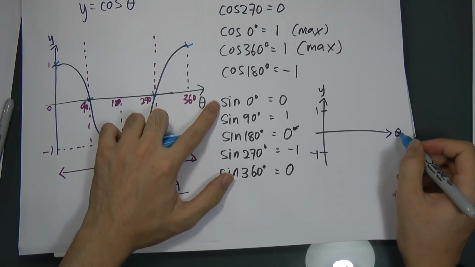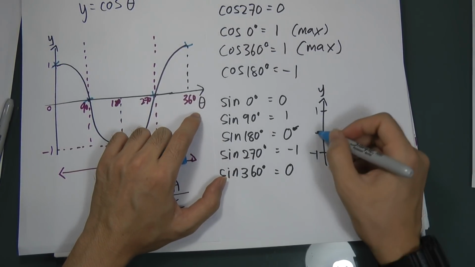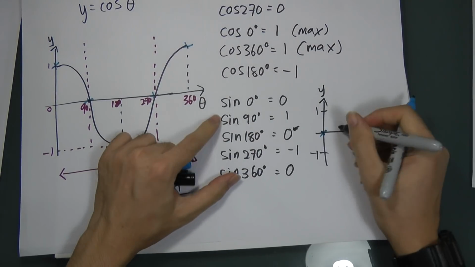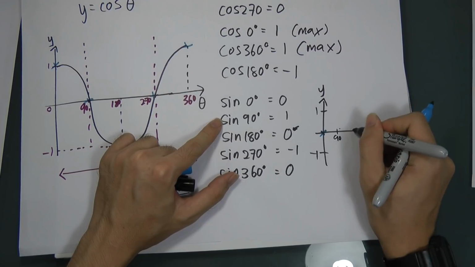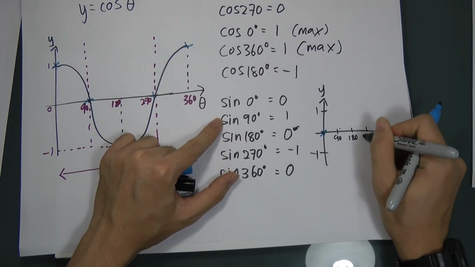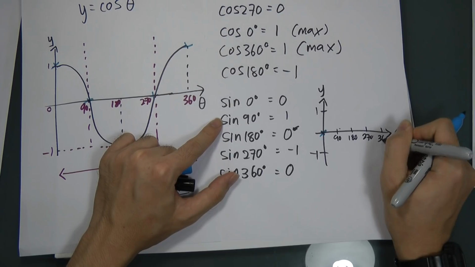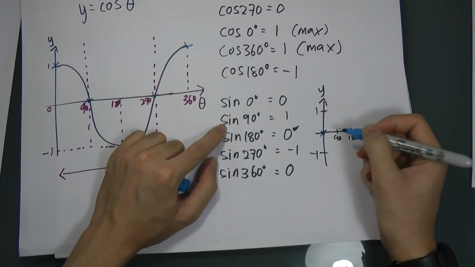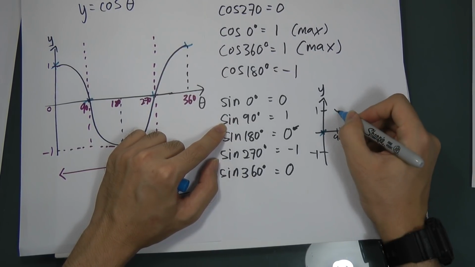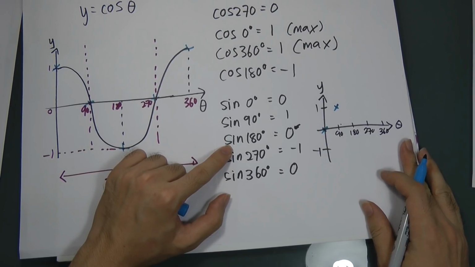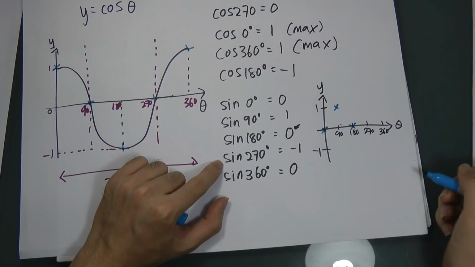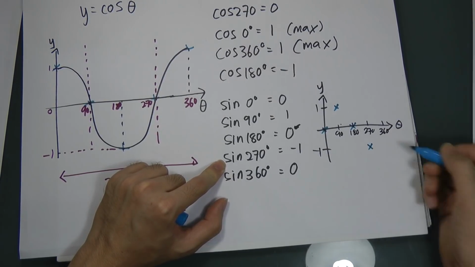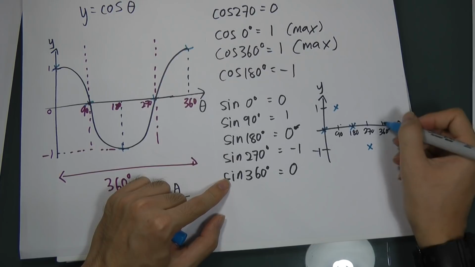Sine 0 will be over here, 0. And then you have to write the angles also. This is 90, this is 180, this is 270, this is 360. Then you can start to plot. Sine 90 is 1, so I plot here. Sine 180 is 0. Sine 270 is -1, 270 is here, it is -1. And sine 360 is 0.